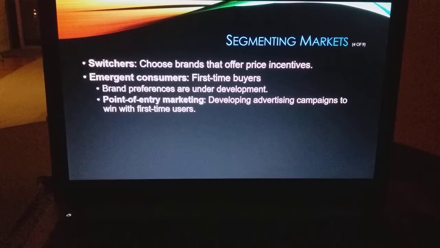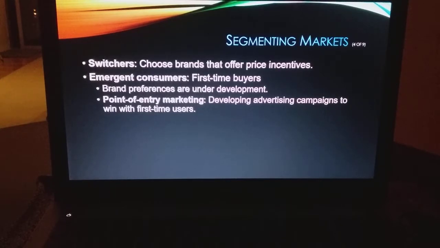Okay, switchers choose brands that offer price incentives. So those would be, when we talked about types of customers in BU 151, remember, we talked about butterflies. Butterflies have low loyalty but high profit. So they move from place to place. To a certain extent, you might also consider them people who only buy when it's convenient for them.